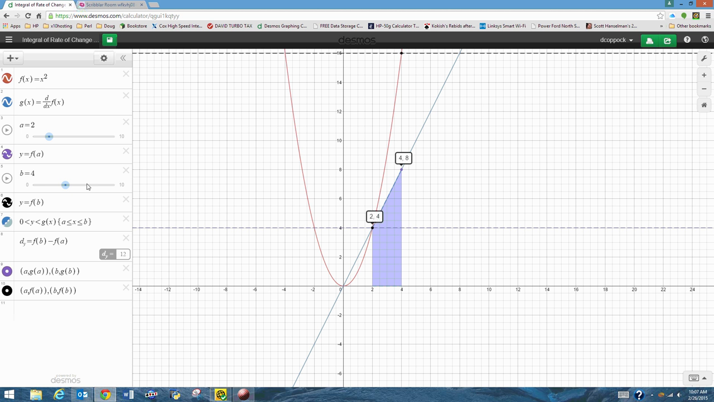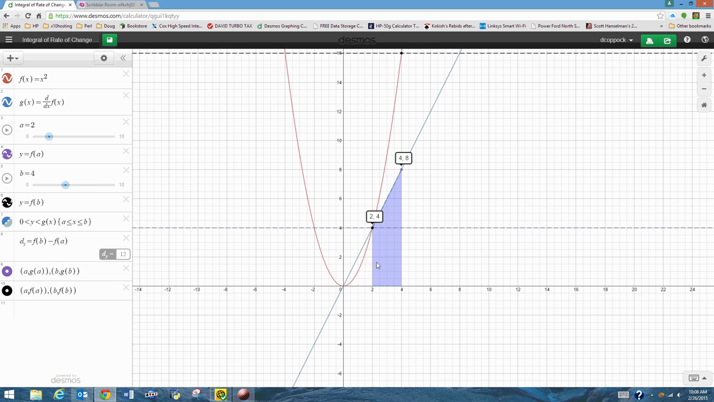Okay, so now we can see that the change in y is from 4 up to 16. So the change in y is 12. The question is, does the area under the rate of change function, which happens to be the line y equals 2x, equal 12? And this happens to be a trapezoid.